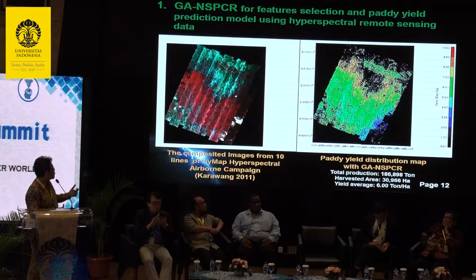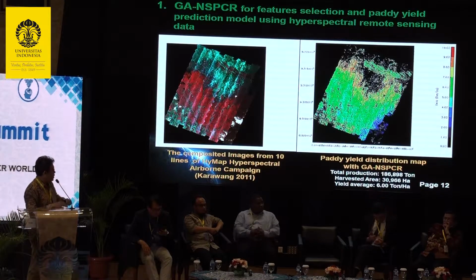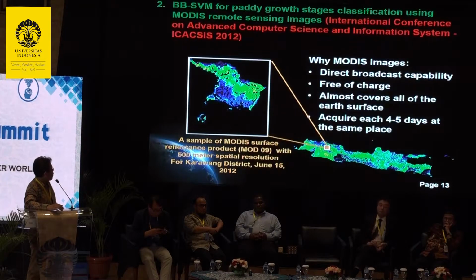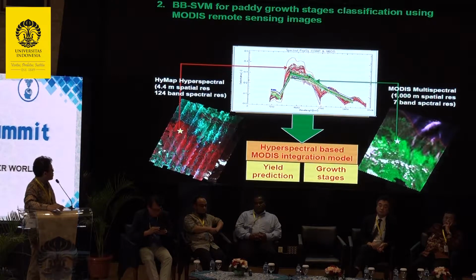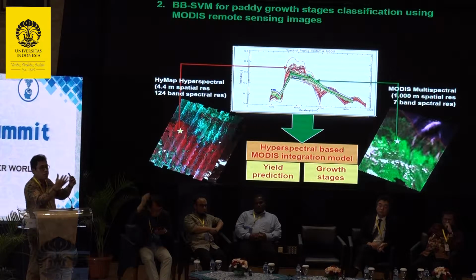Okay, and then in the next slide, we combine the hyperspectral and multispectral to make a decision for a wider area, for the Java island level. This is the combination, and we developed a method for fusing these two remote sensing sensors.